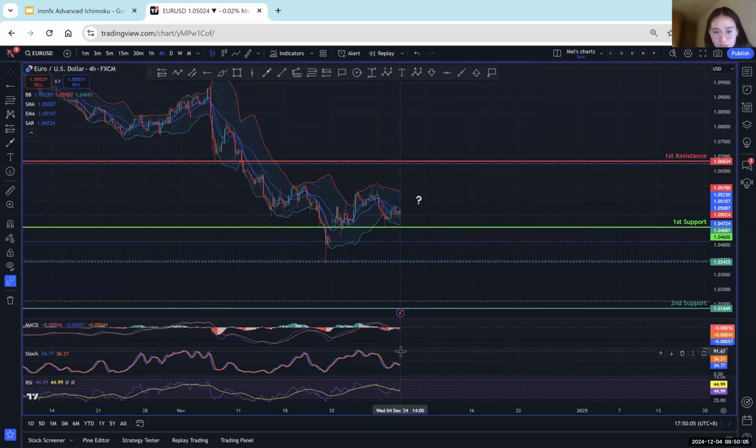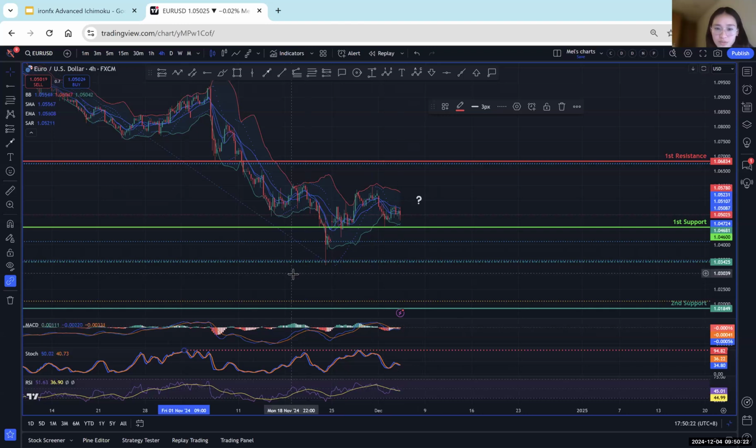So for stochastic, we kind of have this hidden resistance level, which basically tells us that previously whenever stochastics bounces or reverses off of this level here, price tends to drop, which is what we see here, right? We saw prices dropping after it hit this peak.